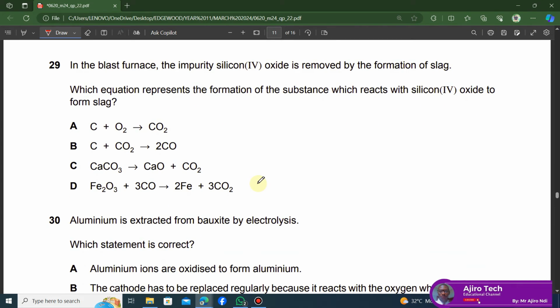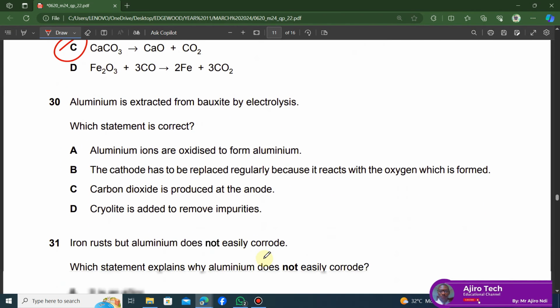In the blast furnace, the impurity silicon oxide is removed by the formation of slag. Which equation represents the formation of the substance which reacts with silicon oxide to form slag? Of course, notice the thermal decomposition of calcium carbonate that produces the calcium oxide, which then goes ahead to react with the impurity here. So that's extraction of iron.